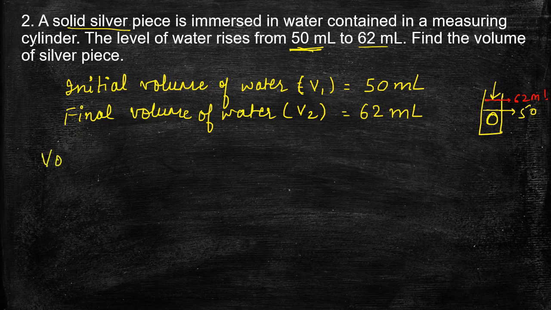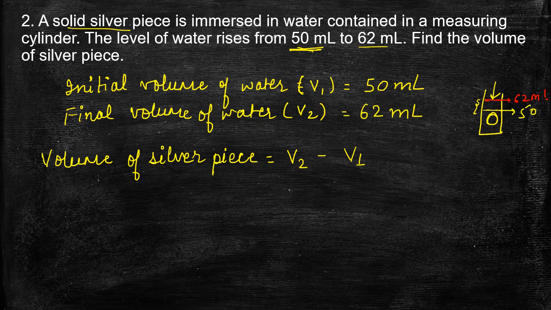So volume of silver piece, it will be equals to V2, that is final volume, minus V1, that is initial volume, because volume of silver piece will be equals to the volume of water displaced. So volume of water displaced is V2 minus V1. Therefore it will be equals to 62 milliliter minus 50 milliliter, which is equals to 12 milliliter. Therefore, volume of silver piece is 12 milliliter.